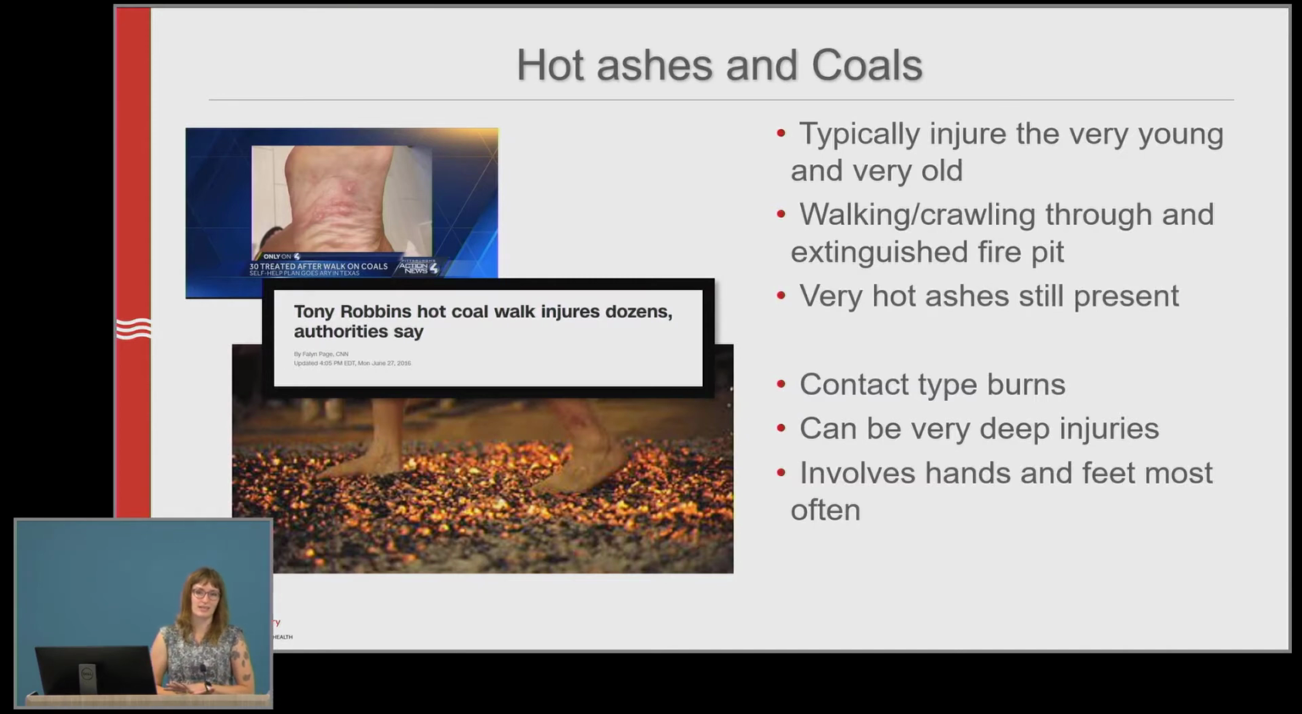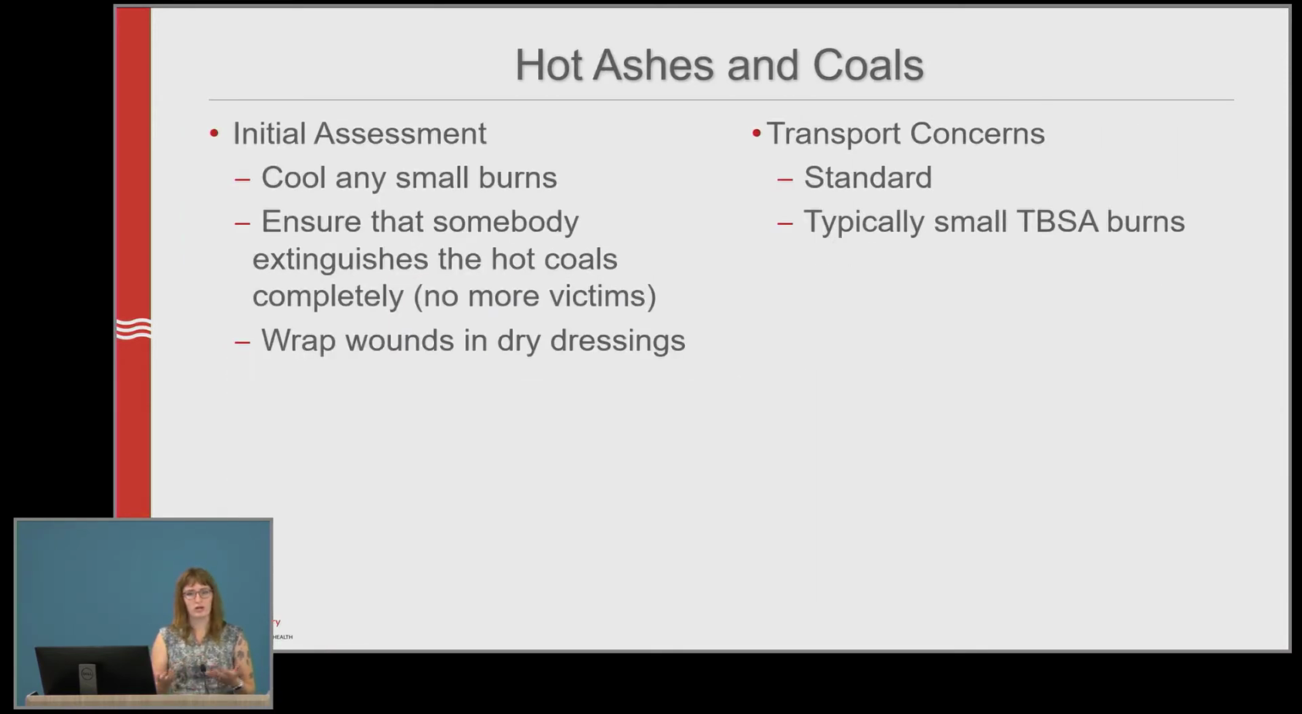They can cause really deep injuries that do need surgery. And usually, like you'd assume, it involves the hands and feet most often. So when we first see them, we cool any of these small burns, make sure someone fully extinguishes the fire so that no other kids run through the fire, and then just wrap them in a dry dressing. These are going to be fairly typical small TBSA burns. Most of hot ashes and coals is just about prevention and trying to make sure that we fully extinguish our fires or have a way to prevent kids from running through a fire pit the next morning, because that's the most common way that this happens.